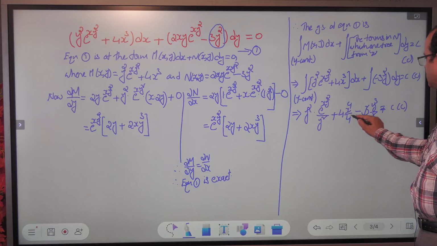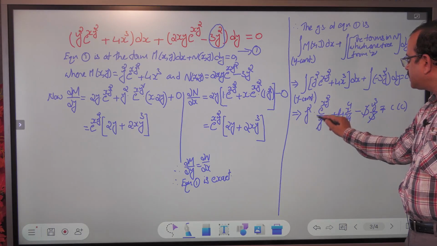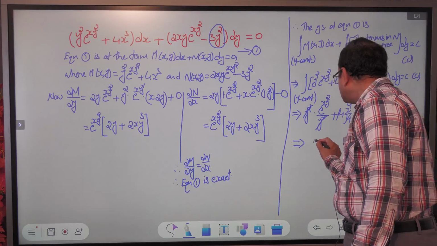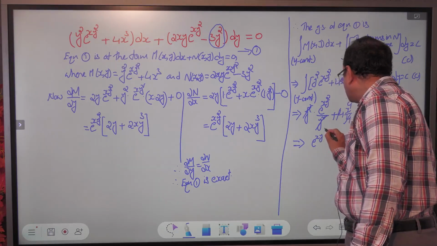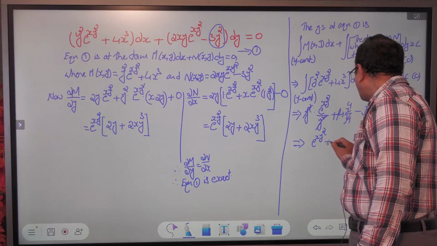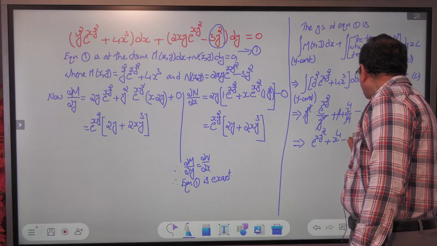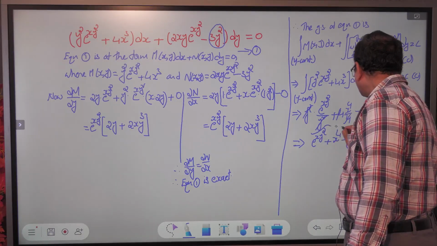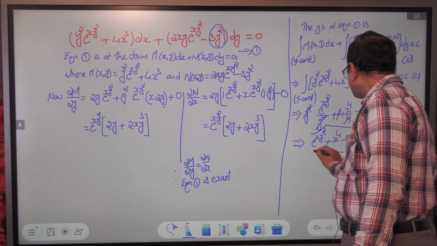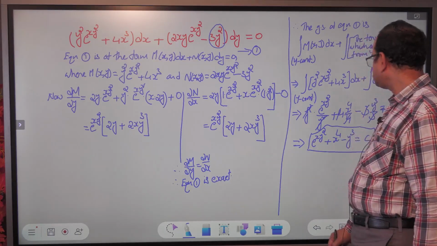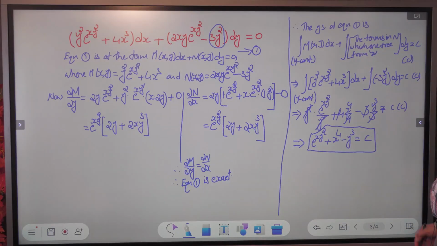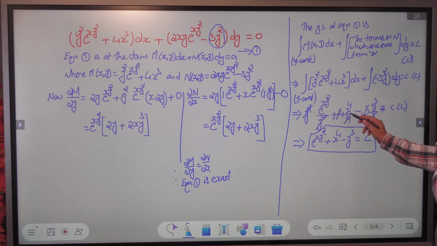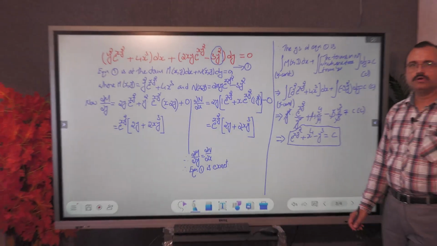Here all the things will cancel out, and after simplification we get the general solution for the given DE as e^(xy²) plus x⁴ minus y³ is equal to c. So this is how we can solve an exact differential equation. Thank you one and all. Thank you very much.